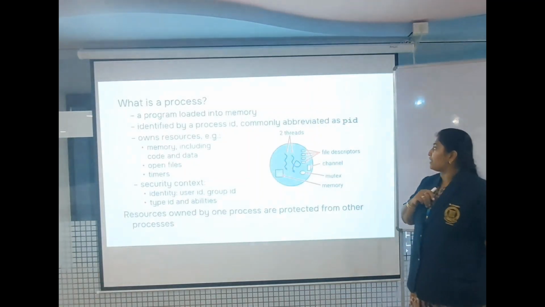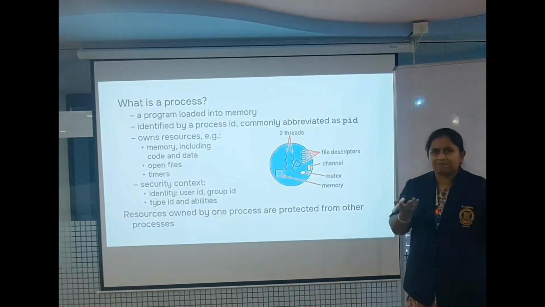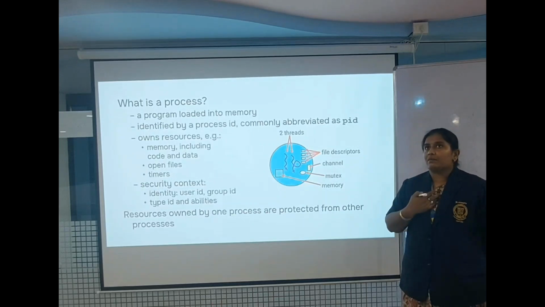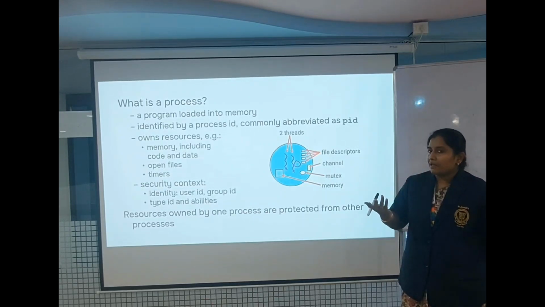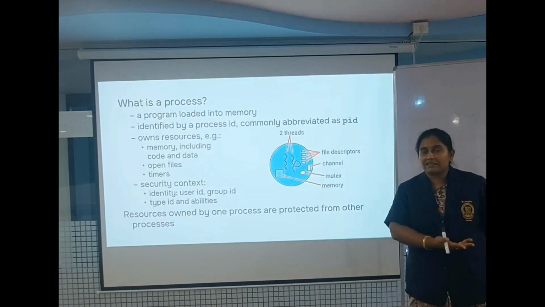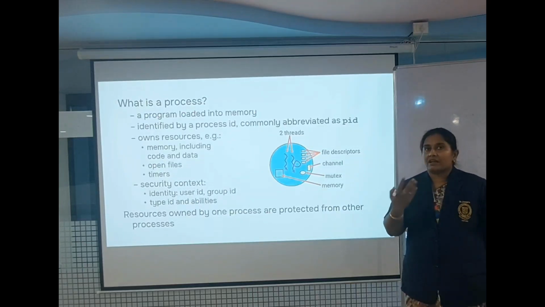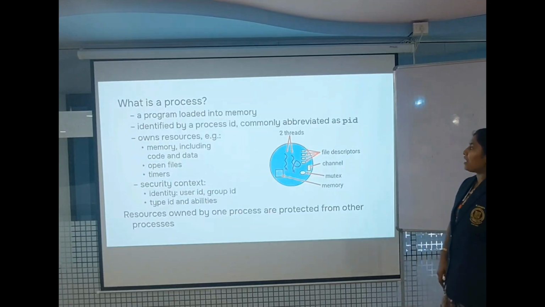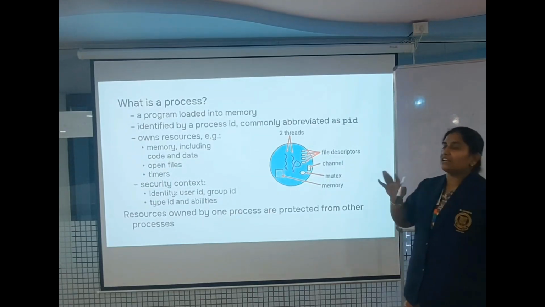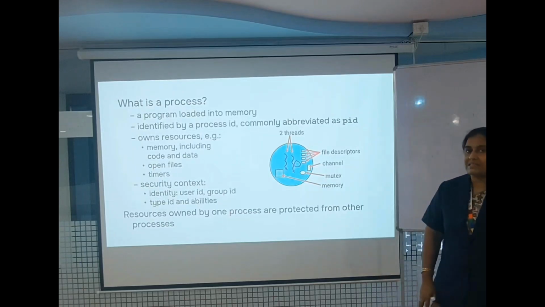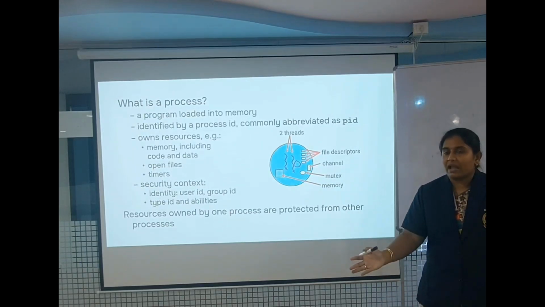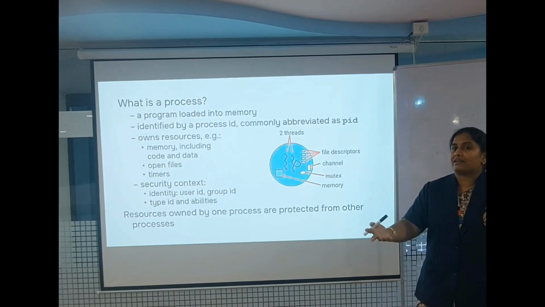So what are the resources? The resources are typically memory, and sometimes we can say in terms of files that are needed for the process to complete execution, and there are several other hardware requirements like a timer or something. So all these are the resources that are needed by a process. So a process is a program that is loaded into the memory, and there are several resources that are essential for a process to run to completion.